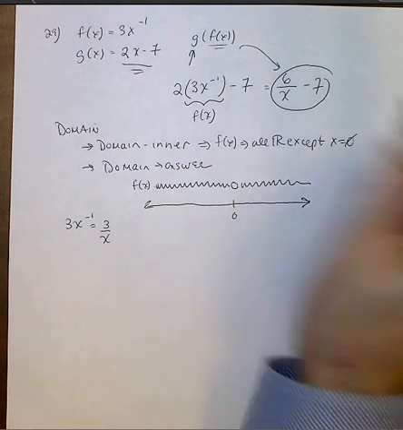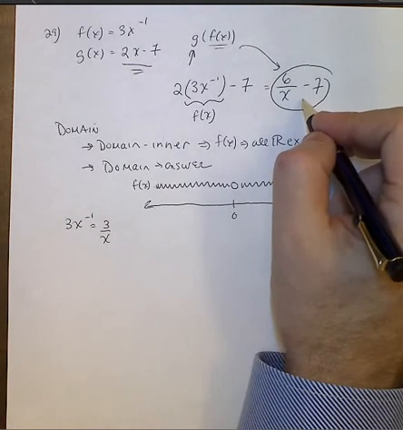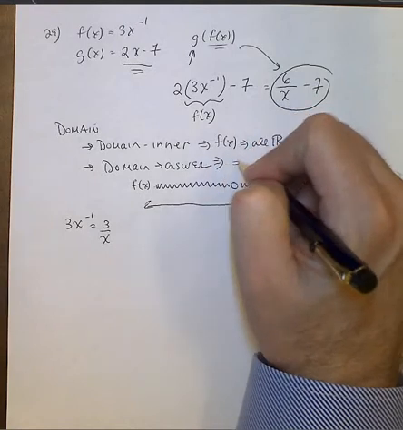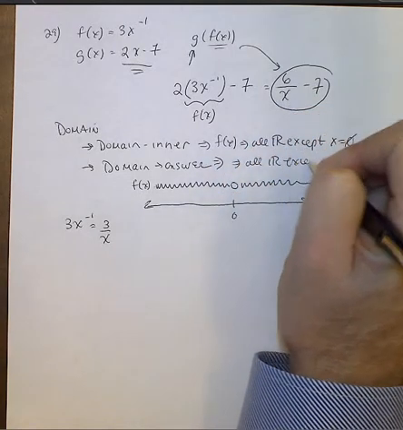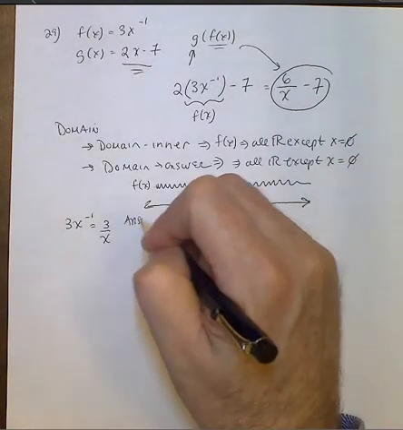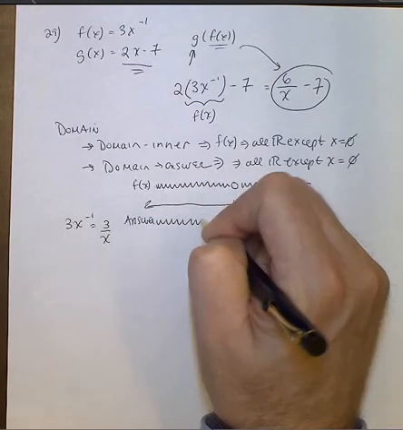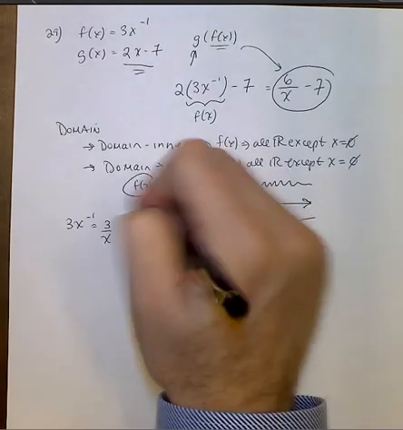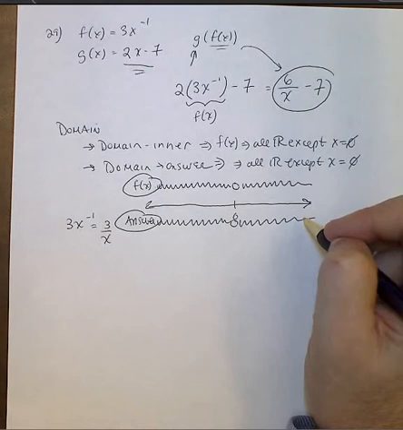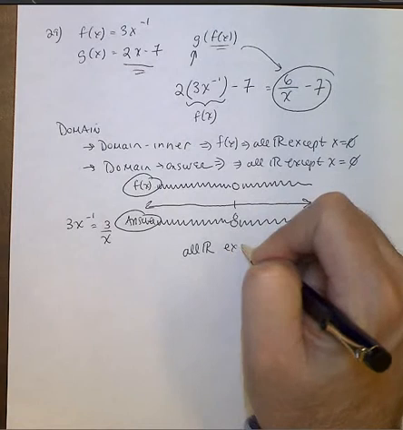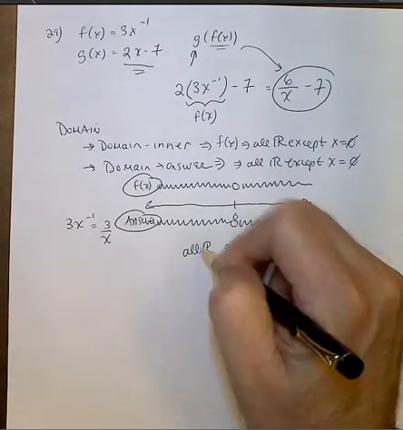Now I look at my answer, which is 6 over x minus 7. Are there any restrictions on x? Well, there is, similar to f of x. You cannot have x equals 0. So in terms of the answer, it is also all reals except x equals 0. And so when we plot our answer on our number line, we come up with that. So when we look at our domain for f of x and our domain for the answer, we look for the overlap. And the overlap is all reals except x equals 0. And that is our domain.